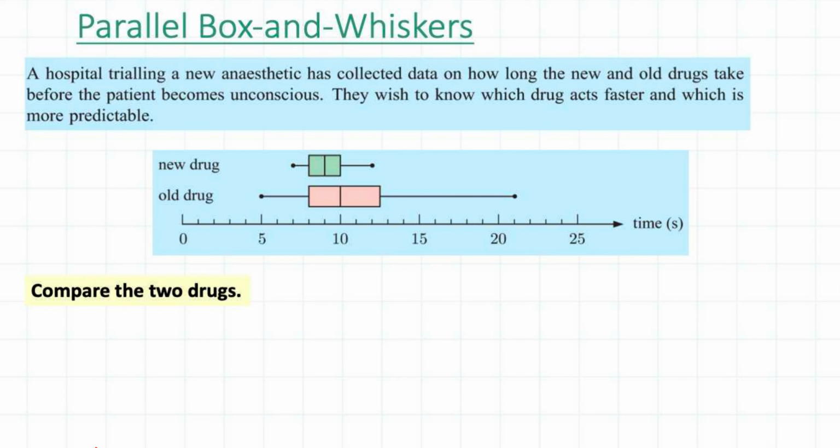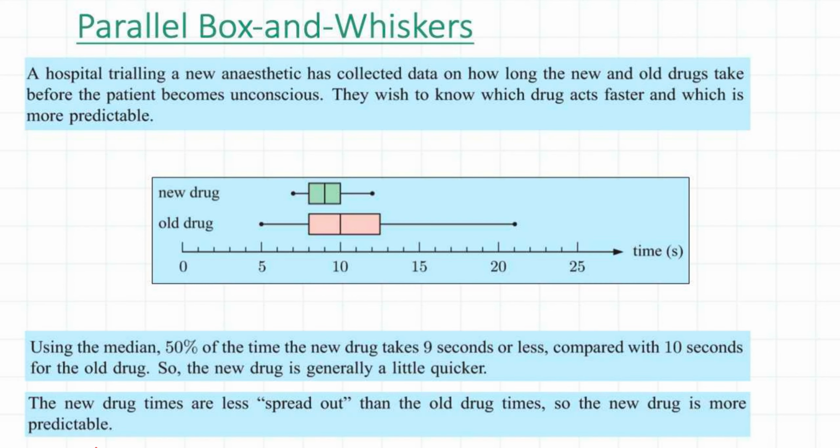Discussions about box and whisker, that's the next thing you need to see. So how to compare and talk about box and whiskers. You can pause, try this question, and then have a look at the answers. Look at as many comparisons as you can. The question says they wish to know which drug acts faster and which is more predictable. So have a look at this data and then have a look at the solutions. So this is the answer to it. You can pause and have a read.